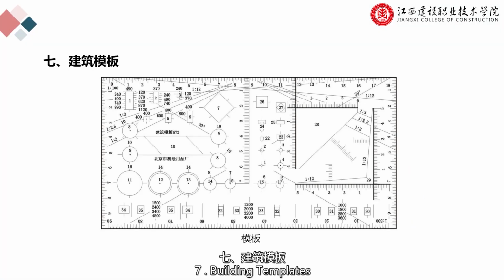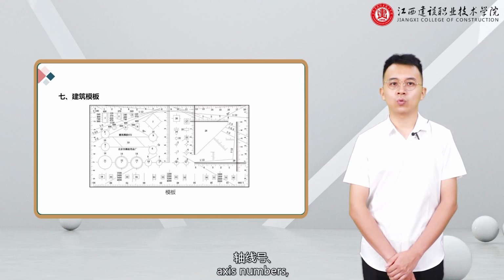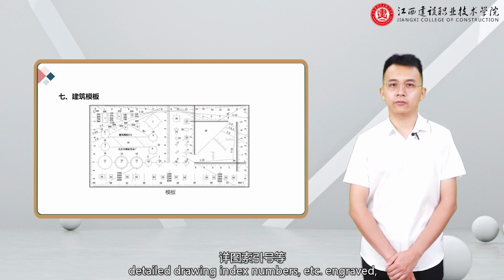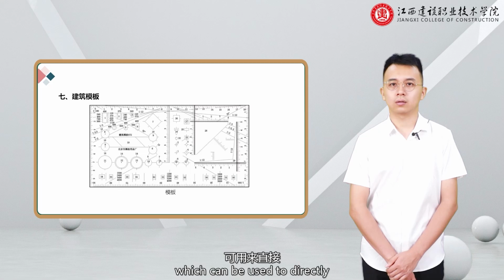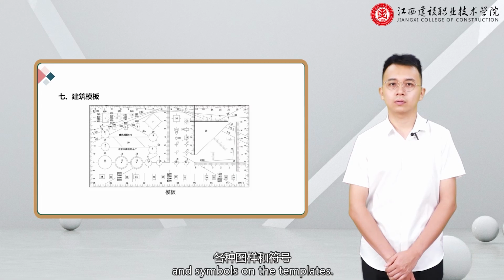Seventh, building templates. On the building templates, there are various square holes, circular holes, architectural legends, axis numbers, detailed drawing index numbers, etc., engraved, which can be used to directly draw all kinds of patterns and symbols on the templates.